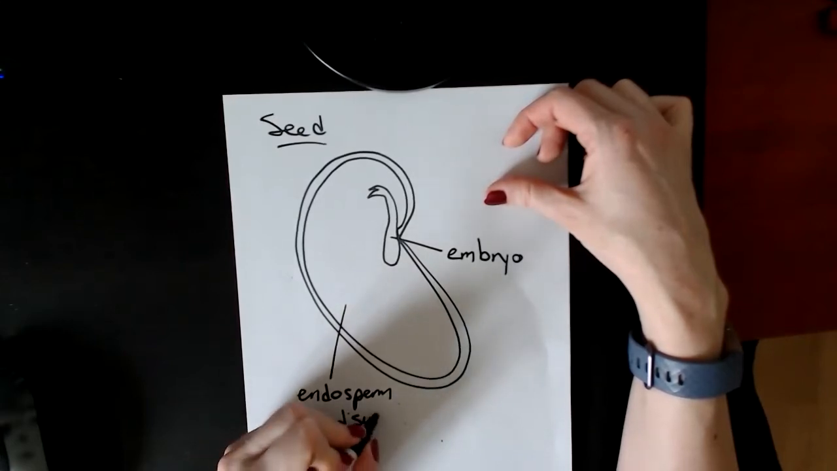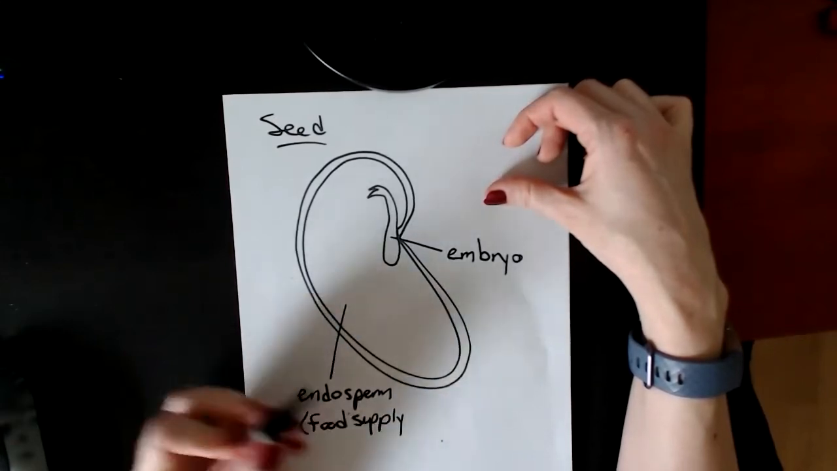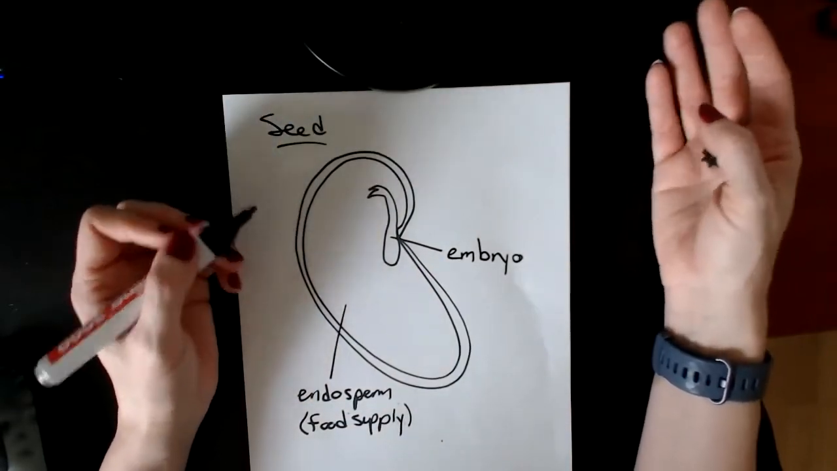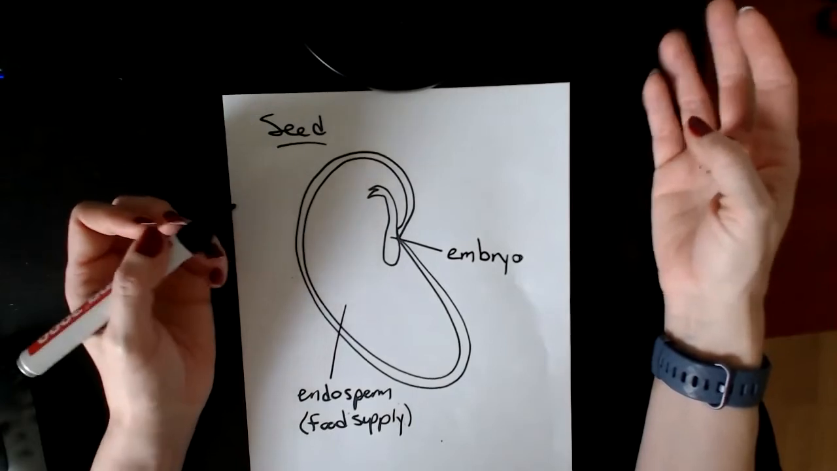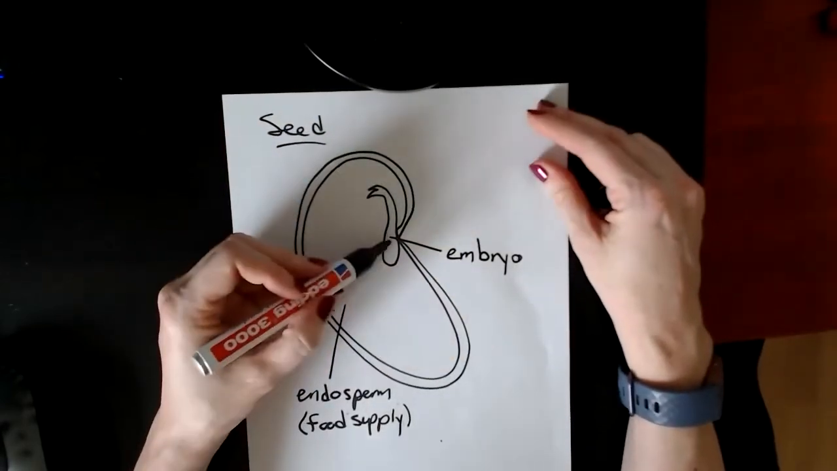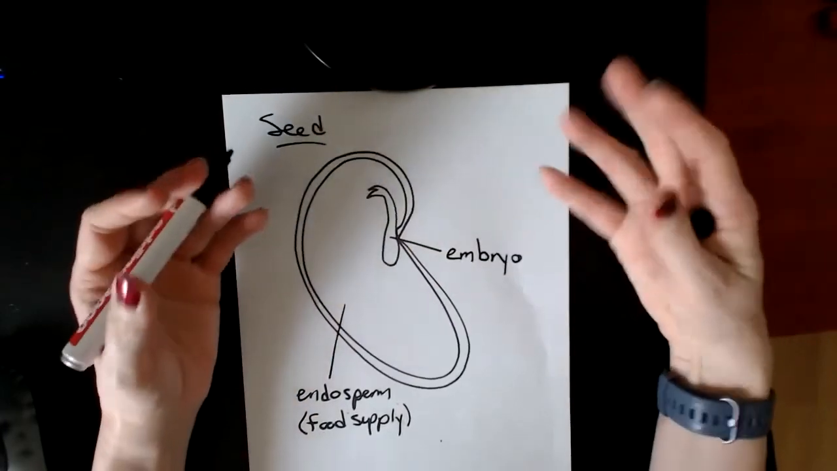This is what starts getting broken down by various enzymes when the conditions are right, when there's oxygen, warmth, and water around. Then the enzymes will start to activate, and they'll start to break down the food supply so that the embryo can have nutrition as it grows.